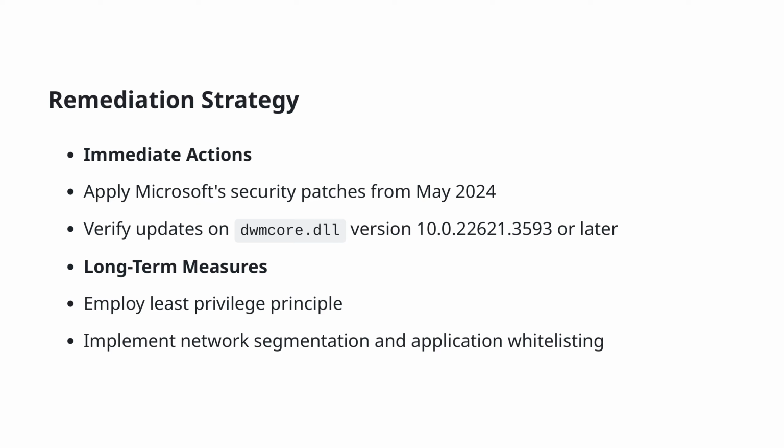Shifting our attention to long-term measures, adopting the least privilege principle is essential. This means users and applications should only have the necessary permissions required for their roles or functions. Moreover, reinforcing network security through segmentation can isolate assets and prevent the spread of potential threats. Application whitelisting further strengthens security by allowing only pre-approved programs to run, thereby reducing exposure to malicious software.